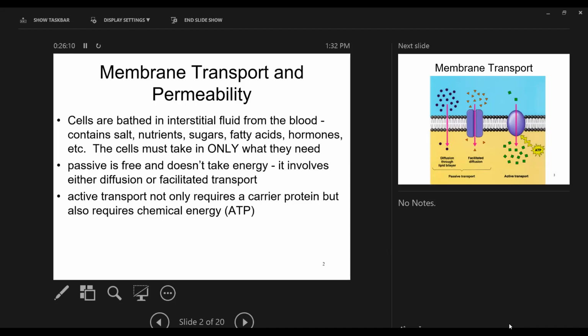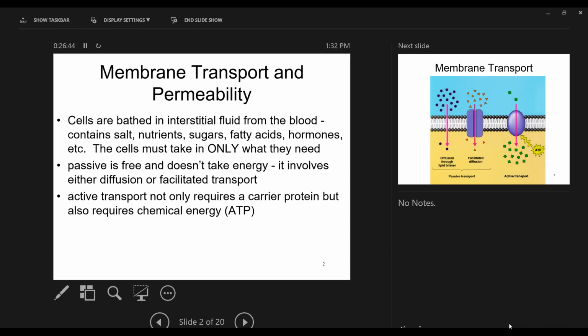Cells love to not spend any energy to get stuff inside. They love passive movement. And they don't like to have to pump things in. Anything that can come into the cell for free is a great deal as far as the cell goes. The only time that they will spend energy is when they want to get something in that has a hard time getting across the membrane.